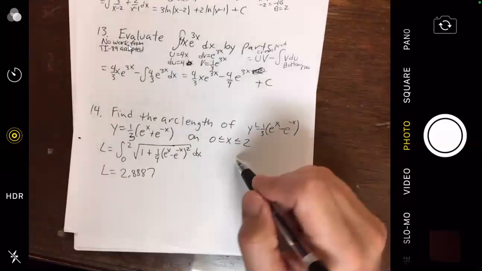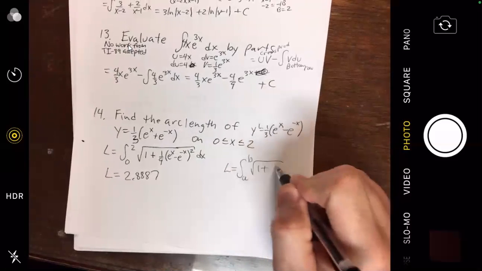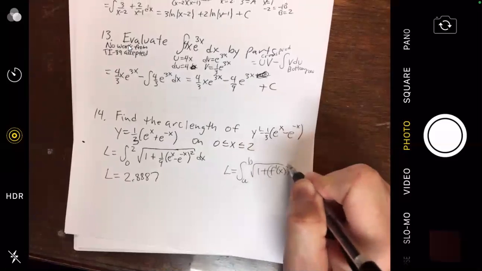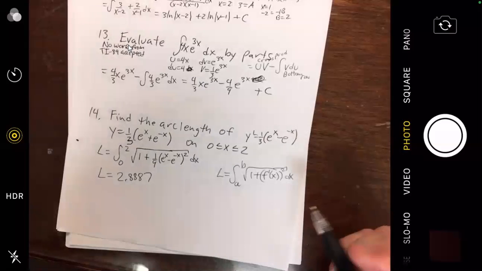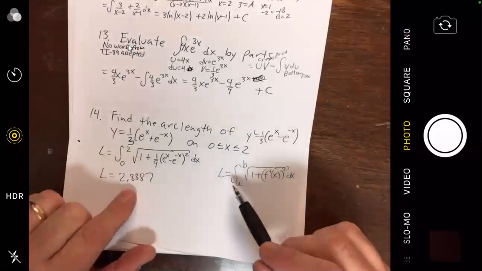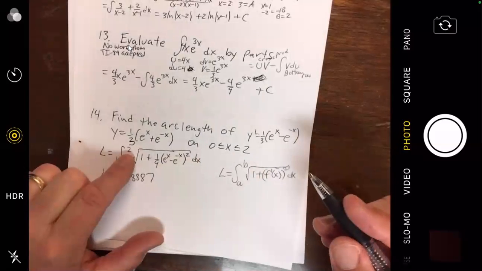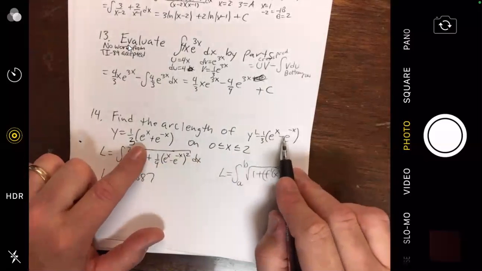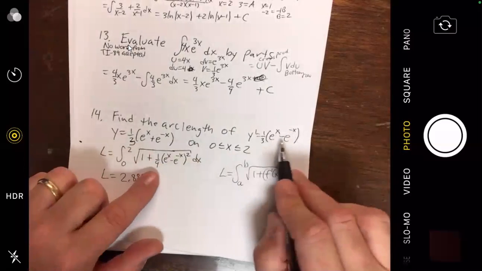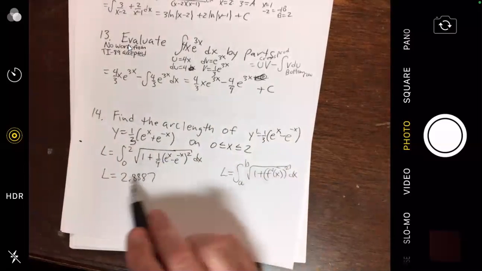Arc length, I didn't write the formula in, but it was the integral from a to b of the square root of 1 plus f prime of x squared dx. So 1/3, you take a derivative and you get a 1/9. Well, I didn't write down the derivative. Oh, I think I wrote it over here. All right, your derivative is 1/3 e to the x, and with the chain rule, minus e to the minus x over here. So when you square it, you get 1/9 times e to the x minus e to the minus x, squared. Hopefully you can punch that out and you get this.